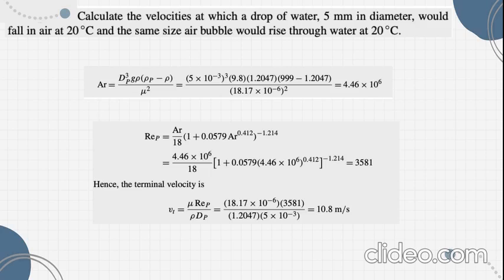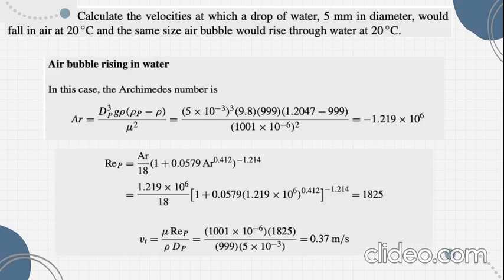And now using this value, we will find the terminal velocity, which is equal to viscosity times Reynolds number divided by density times diameter of the particle. On substituting the values, we get the terminal velocity to be 10.8 meters per second. Now, for the air bubble rising in water, we again repeat the same procedure. We find the Archimedes number, then we substitute that in our Reynolds number, and finally we get the terminal velocity.